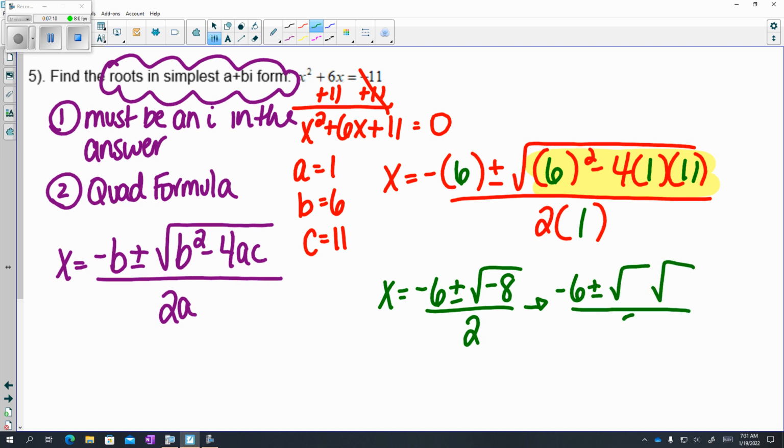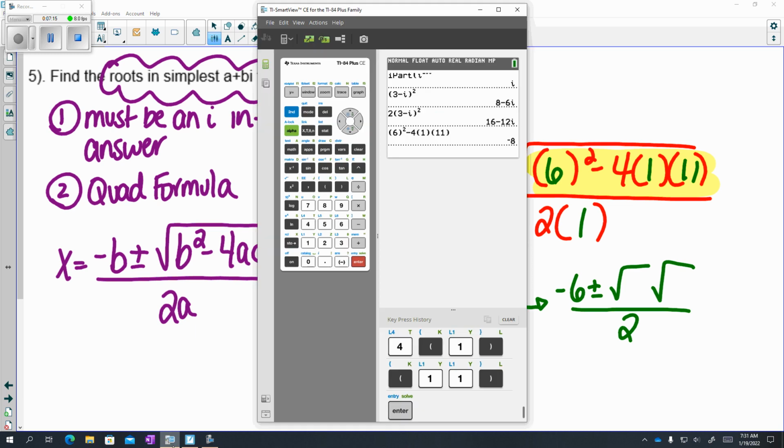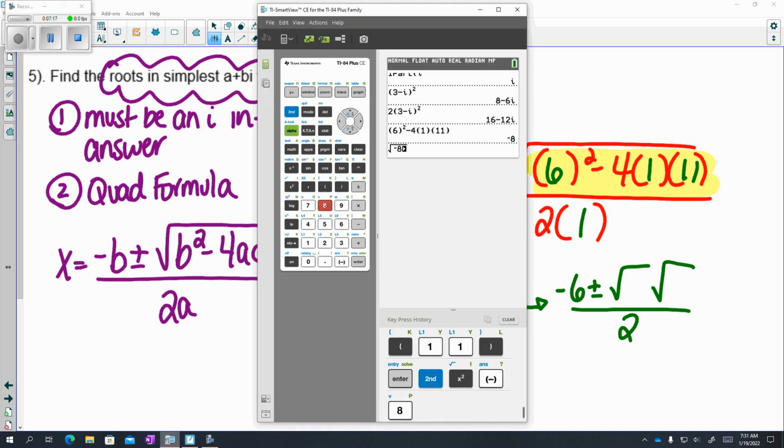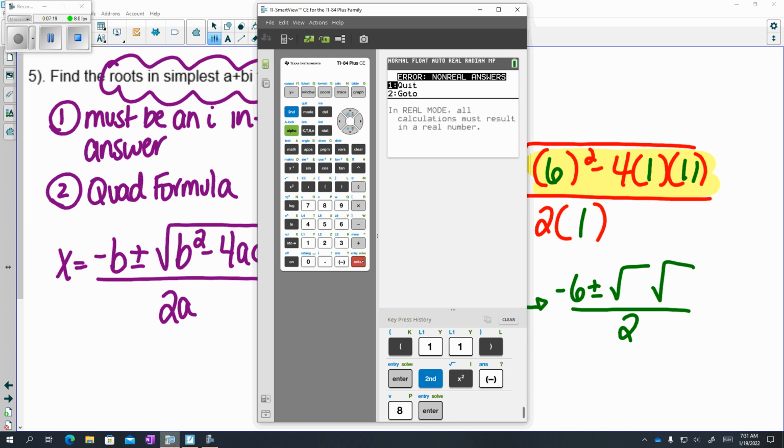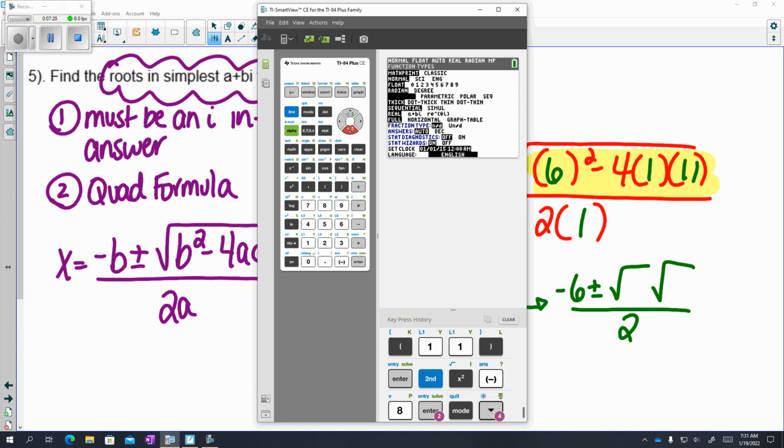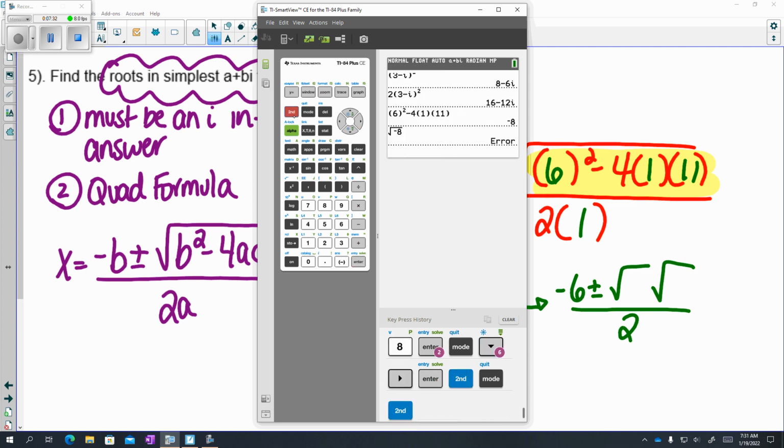Negative 6 plus or minus 2 radicals. I'm going to break this down because you cannot take the square root of 8. If I go to my calculator and I try to take the square root of negative 8, right now I have a non-real answer. It's coming back as an error. If this happens to you, you want to go to mode and make sure you're in a plus bi form. So let's try that again. If I take the square root of negative 8, I do get an i, but I get an ugly looking decimal, and we never want decimals as part of our answers.